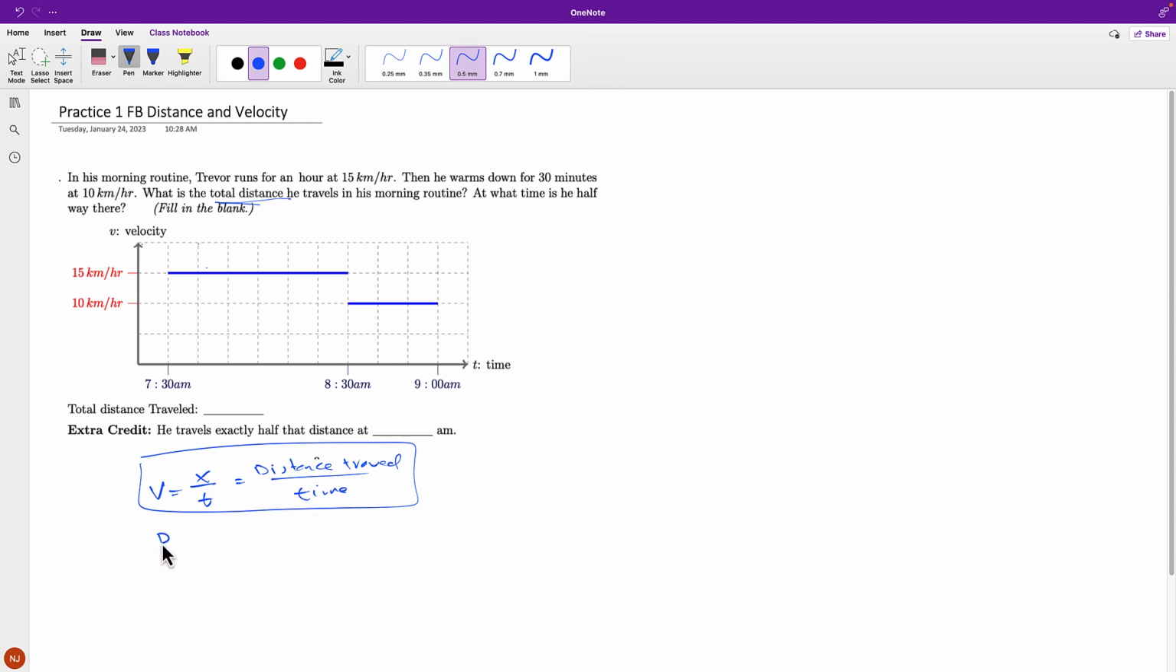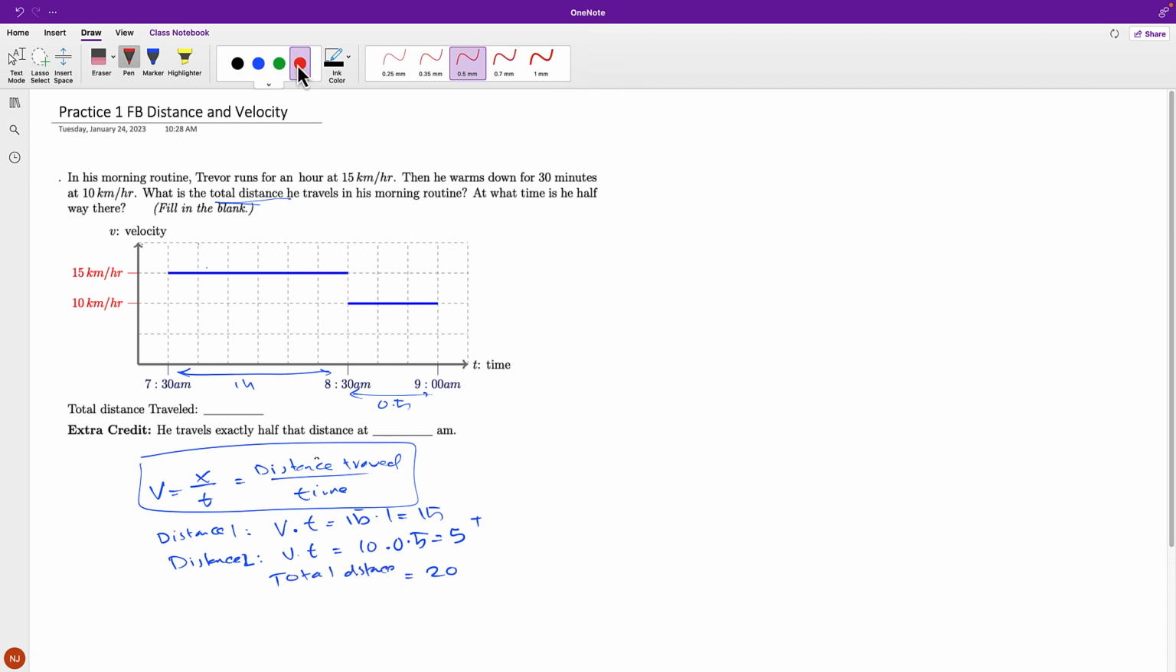So distance 1 is going to be velocity times time. The time he travels in the first part is 1 hour, and 15 is the velocity. 15 times 1 equals 15. Then distance 2, while he's running at the lower speed, is again v times t: 10 times half an hour, times 0.5, and that is 5. Add them together and you get 20 as the total distance.